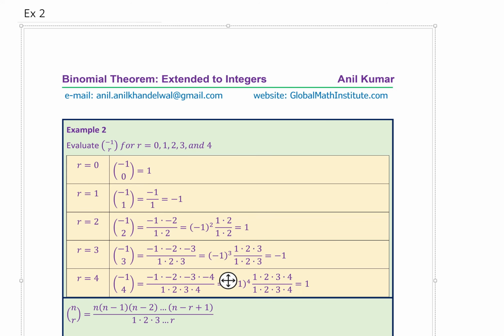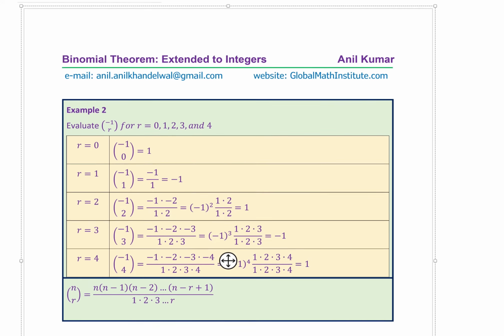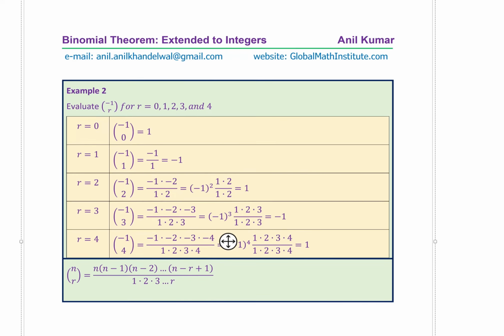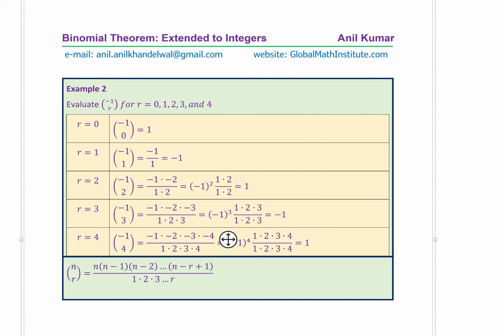Example 2. In this example 2, I'd like you to pause the video, read the question, and then answer. We need to evaluate (-1 choose r) for different values of r. And let's see what we get. Well, for r equals 0, as expected, we have the value of 1. And what happens when r is 1? Well, it is this value, minus 1, which you are going to get whenever r is 1, right?